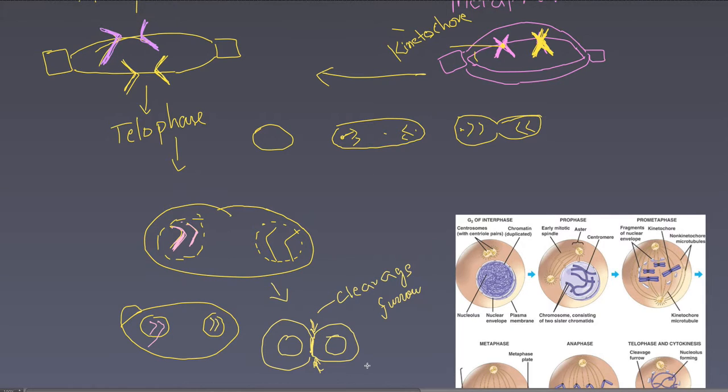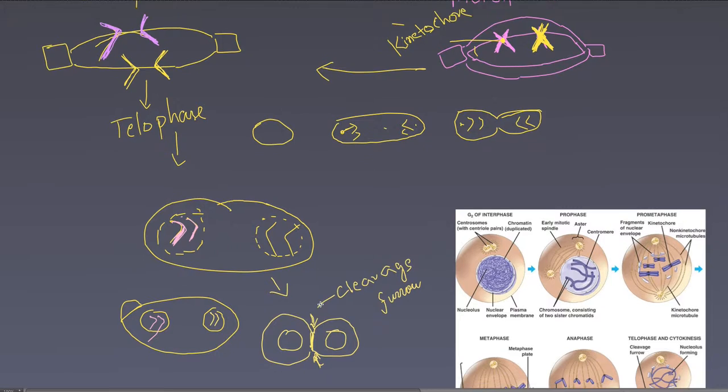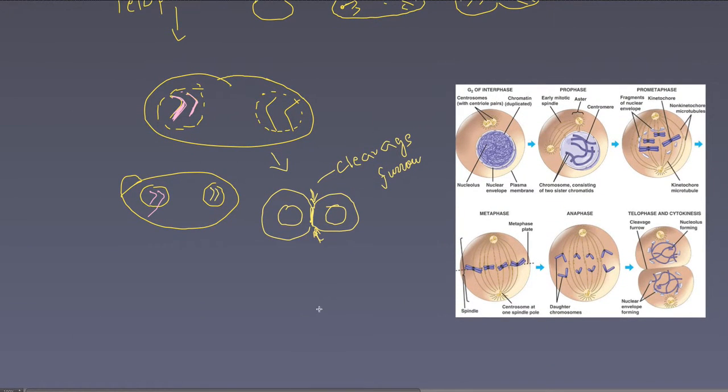So as they separate, you end up with two cells with an equal number of chromosomes.